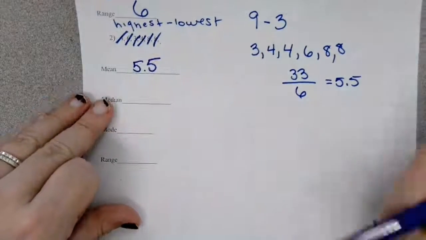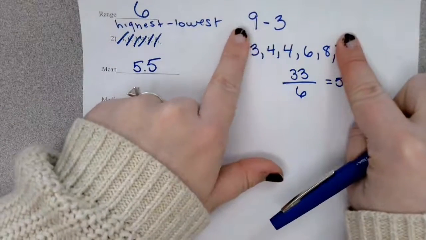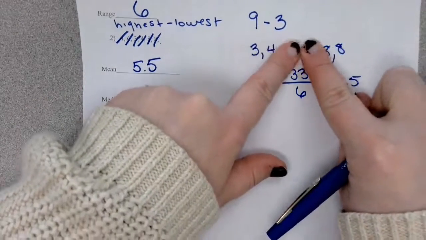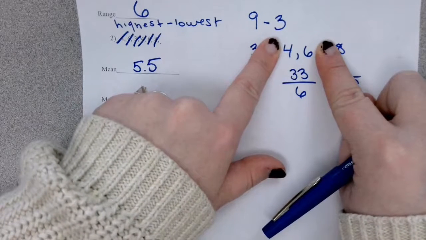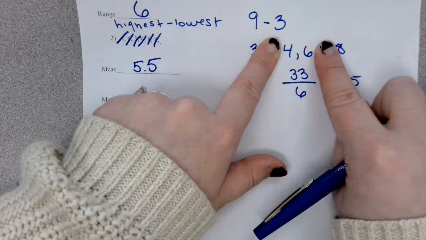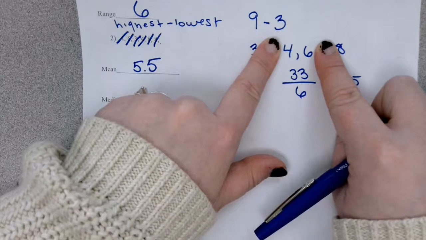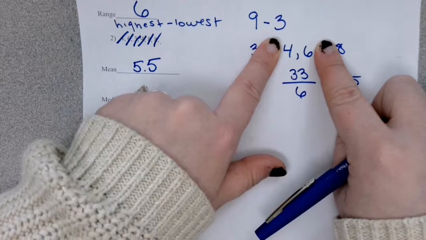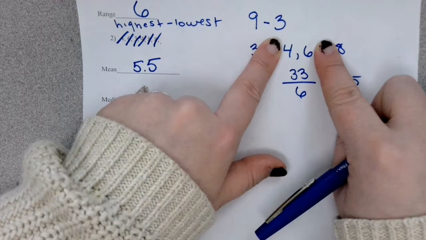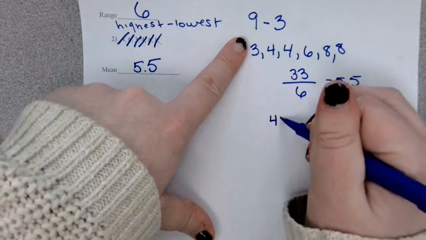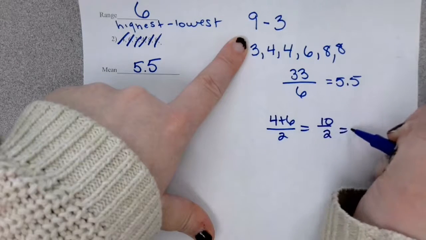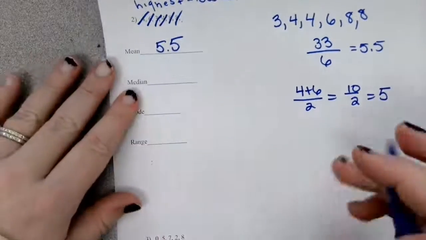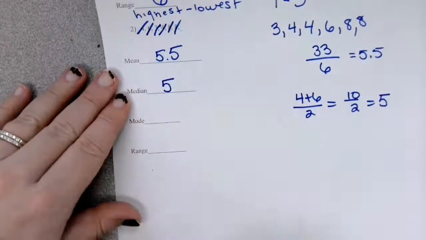My median is my middle number. So I covered everything and nothing's left. So I move back 1 and I see I have 4 and 6. When you have an even set of numbers and something like this happens, you add those 2 numbers together and divide by the total number, which is 2. So 4 plus 6 is 10. And I divide by 2, which is 5. So my median is 5.